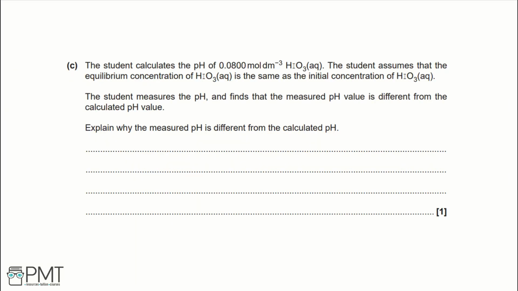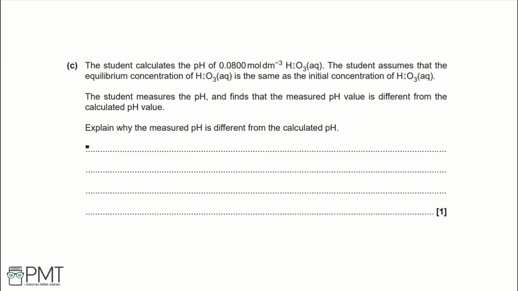Part C. The student calculates the pH of 0.08 moles per decimeter cubed HIO3 aqueous. The student assumes that the equilibrium concentration of HIO3 aqueous is the same as the initial concentration of HIO3 aqueous. The student measures the pH and finds that the measured pH value is different from the calculated pH value. Explain why the measured pH is different from the calculated pH.